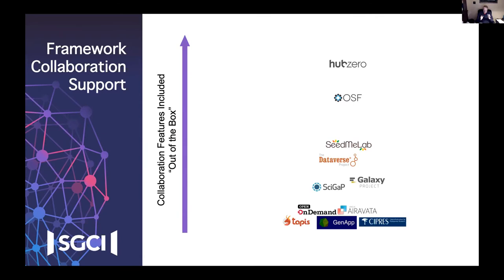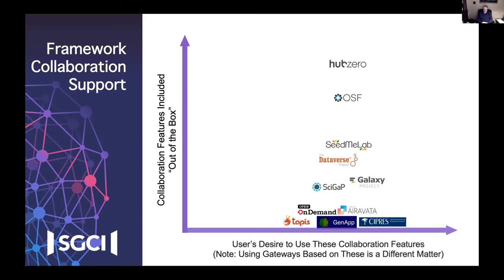And before you say, well, the plot's rigged because he's got it set up for his own software, it's actually a bad thing that we're up there. And I'll explain why I think it's a bad thing. That can be explained by adding one more dimension to this chart, and that is the user's desire to use these collaboration features. And I don't mean their desire to use the gateway. That's a completely different thing. I'm just talking about the collaboration features contained within.